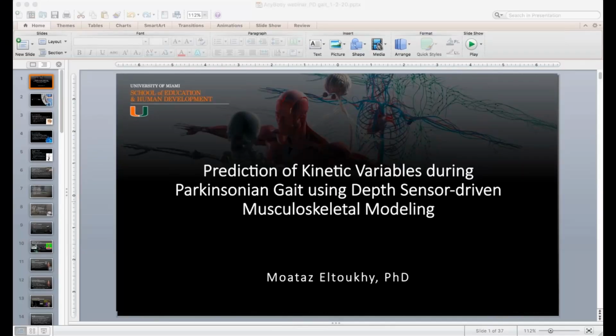Perfect. Thanks, Morten, and thanks to everybody for joining today. Today I'm going to take you through the work we've done here at the University of Miami, particularly when we worked with Parkinson's disease patients, collaborating with Anybody and motion capture to predict kinetic variables during gait analysis for those patients. Keeping in mind that we're trying to come up with a solution that can be used in clinic-based settings.